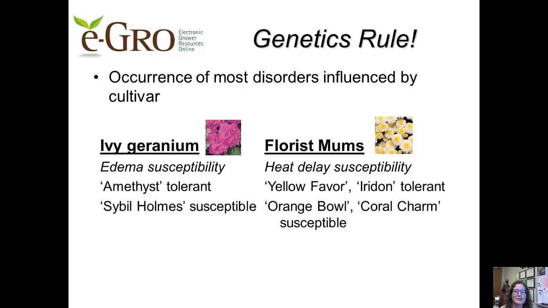Then 3 lateral shoots develop below the terminal flower. One final note. Keep in mind that there is a genetic component to the occurrence of most of these physiological disorders and environmental stresses. We've seen this in the research that I presented with ivy geranium and edema and susceptibility to heat delay in florist mums. If you need to avoid a physiological disorder, the first thing that you should do is to seek out cultivars that are less susceptible to the problem.